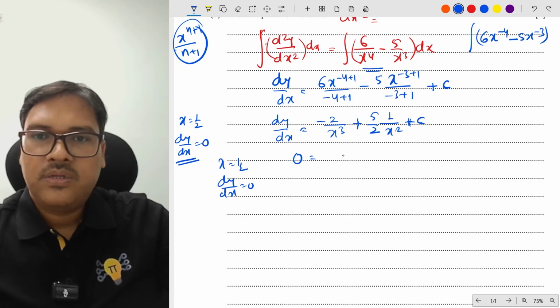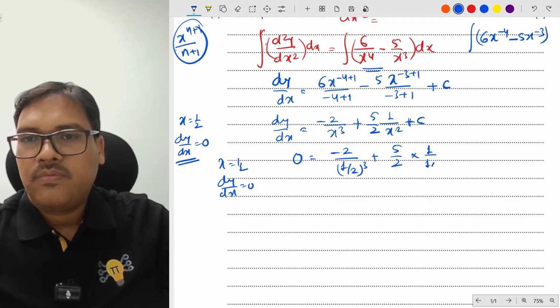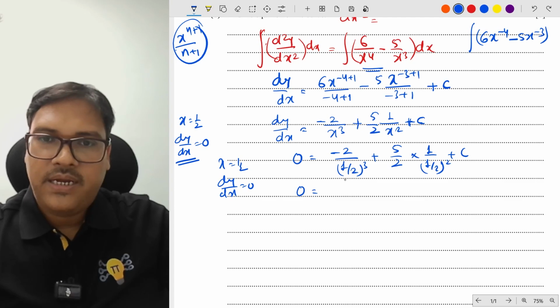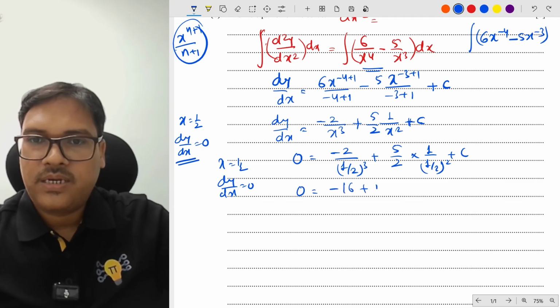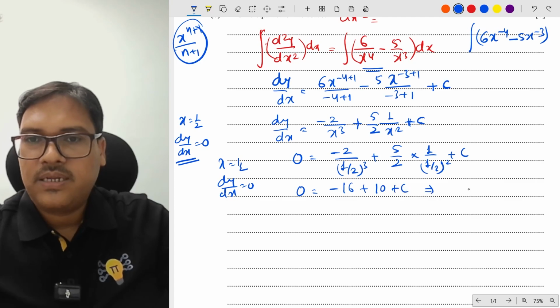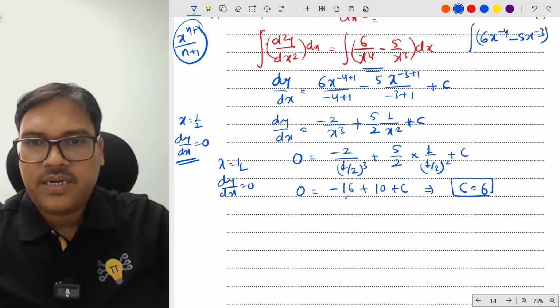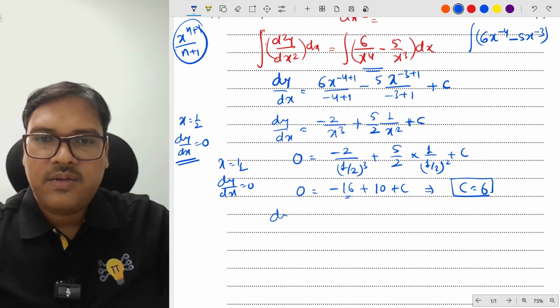this will become 0 equals minus 2 upon (1/2) cube plus 5 by 2 upon (1/2) square plus c. So now you can just check the calculation. This is 1 by 8, so this will become negative 16. This will become 1 by 4, so this will become 10, plus c. So you can clearly see what c is. c is equal to minus 6, so it will go on this side and become plus 6. So what is the dy by dx?